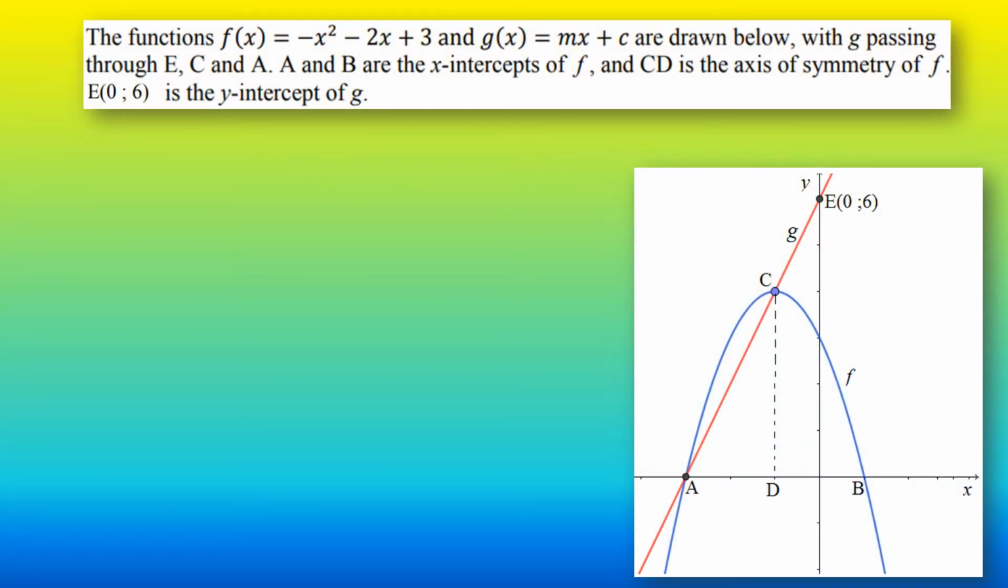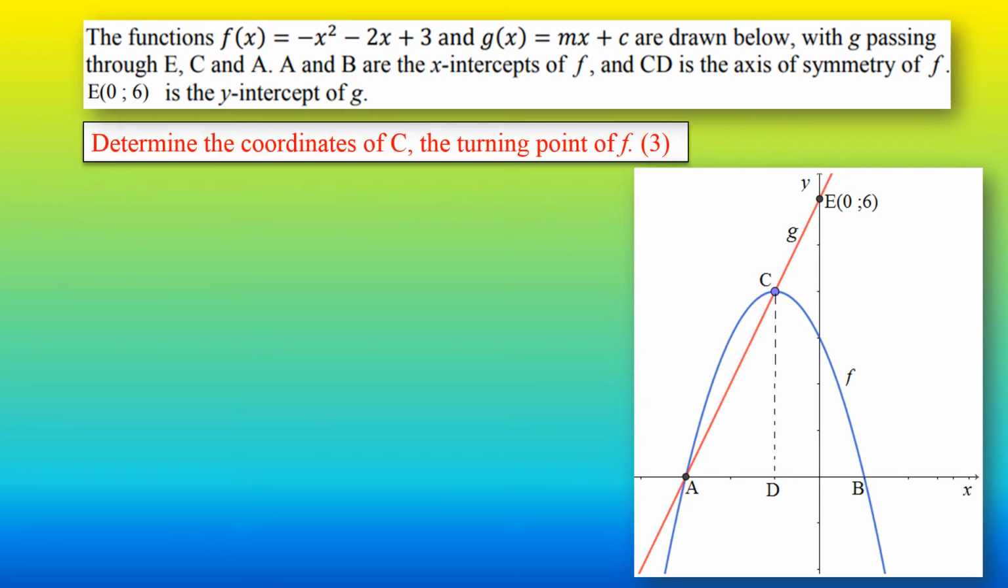So we come to a new question. There is a parabola. There is a straight line. The equations are available. What's our question? Determine the coordinates of C. C is the turning point of the parabola, and also the straight line is passing through the point C.